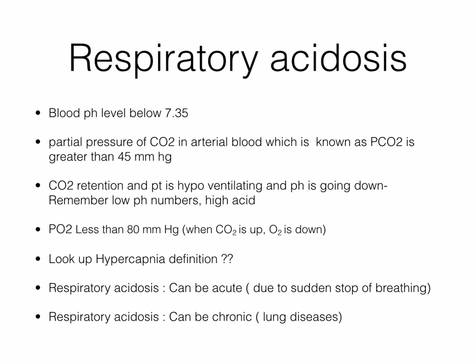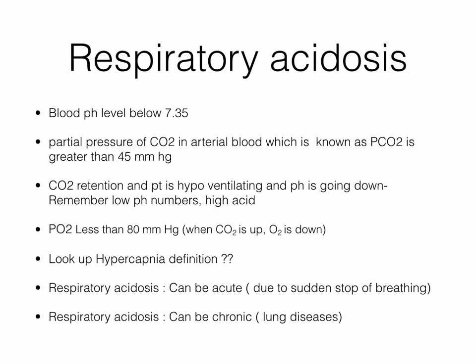Partial pressure of carbon dioxide in blood, which is known as PCO2, is more than 45 millimeters of mercury. Carbon dioxide retention is happening and patient is hypoventilating and pH is going down. Remember, low pH numbers is high acid. Partial pressure of oxygen is less than 80 millimeters of mercury, and when carbon dioxide is up, oxygen is down.